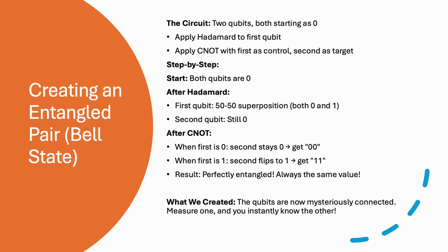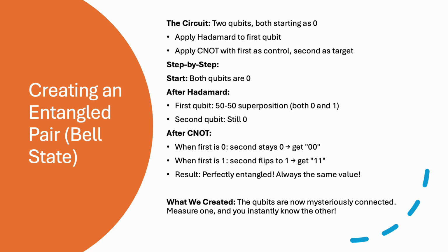Let's put everything together and build a complete quantum circuit from scratch. Our goal is to create an entangled pair of qubits, specifically one of those Bell states we discussed earlier. This circuit is simple but profound. It is the foundation for quantum teleportation, quantum cryptography, and many other quantum protocols. We'll need just two gates, one Hadamard and one CNOT. Let's walk through this step by step.